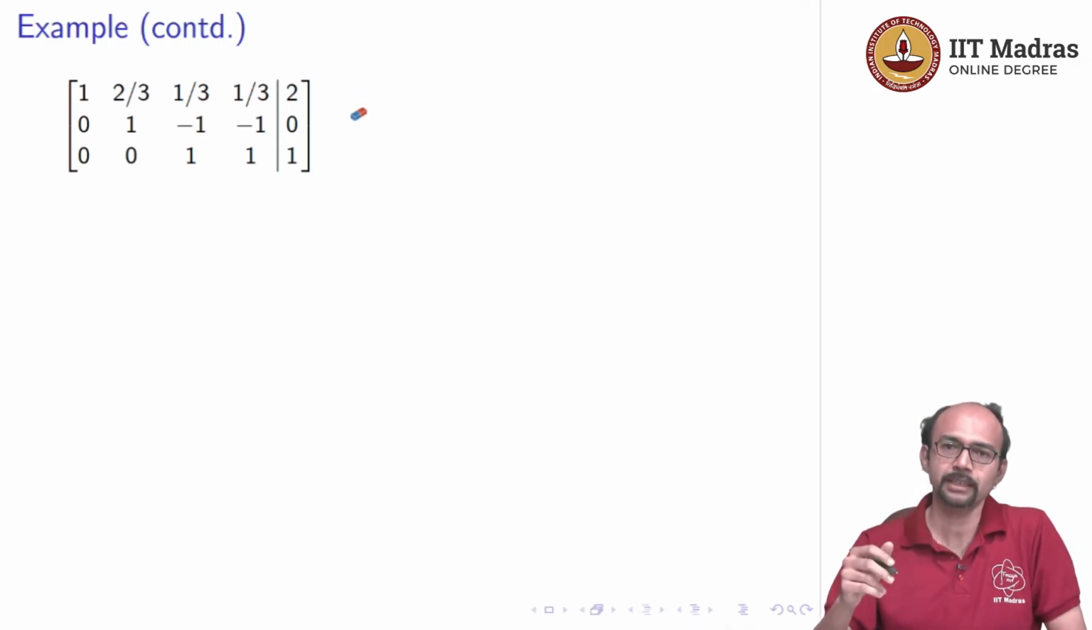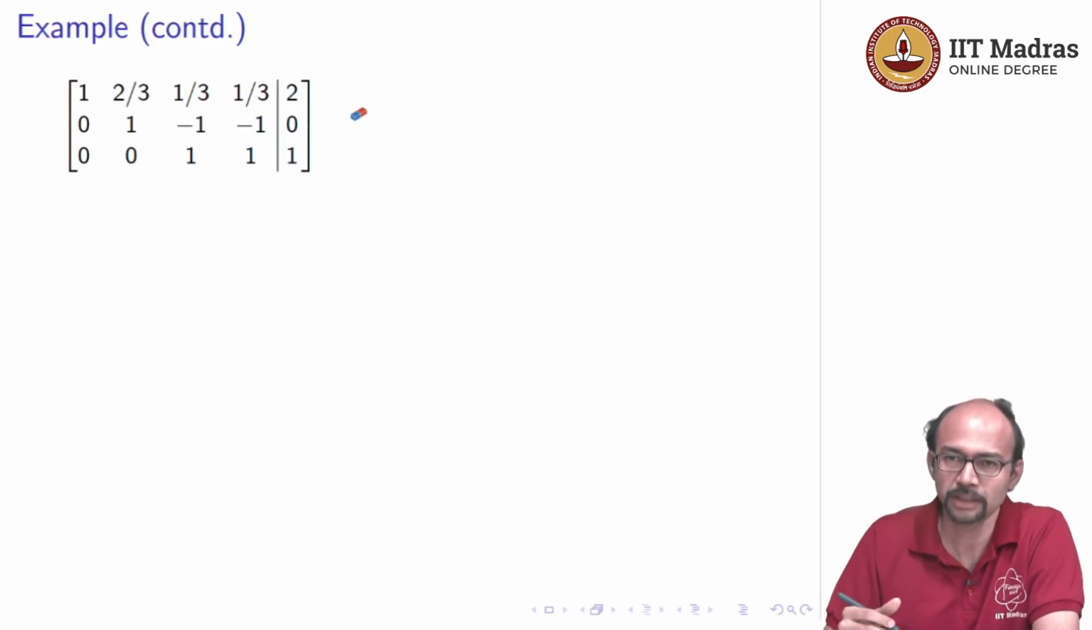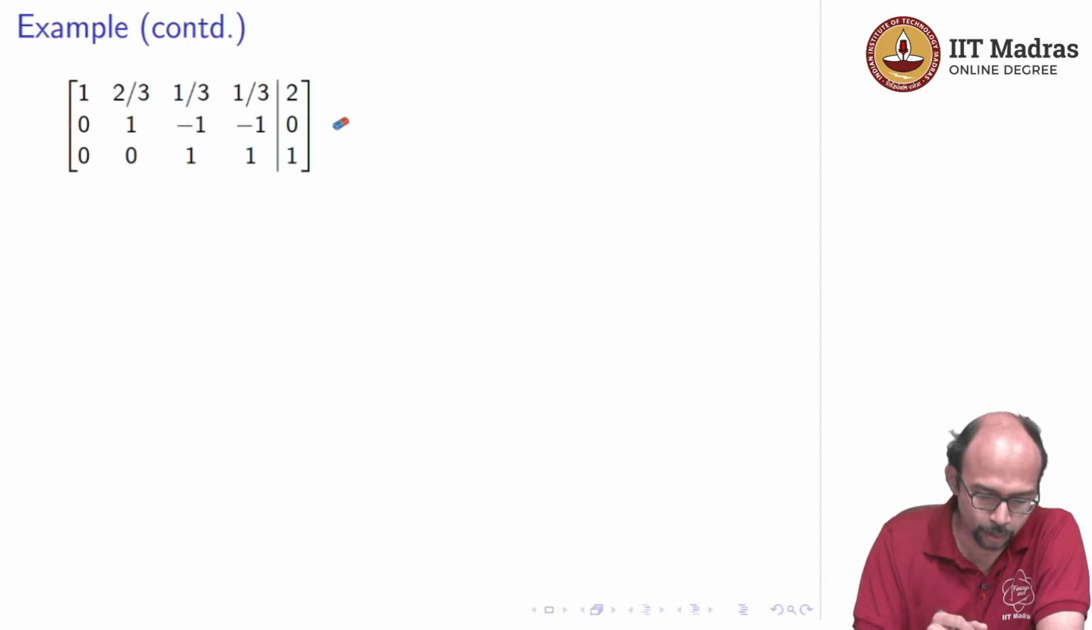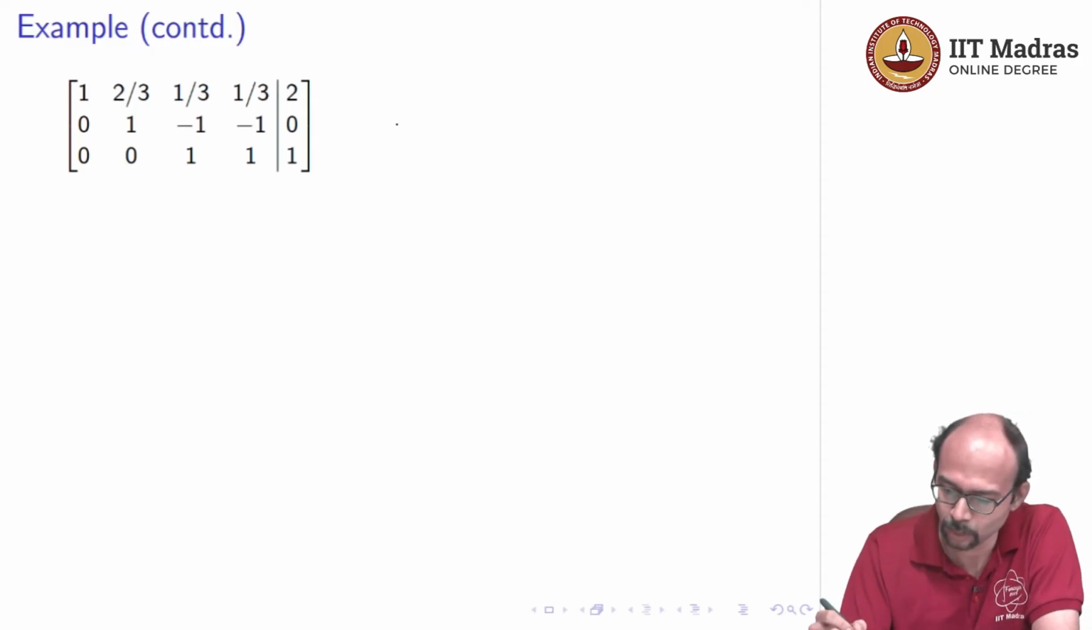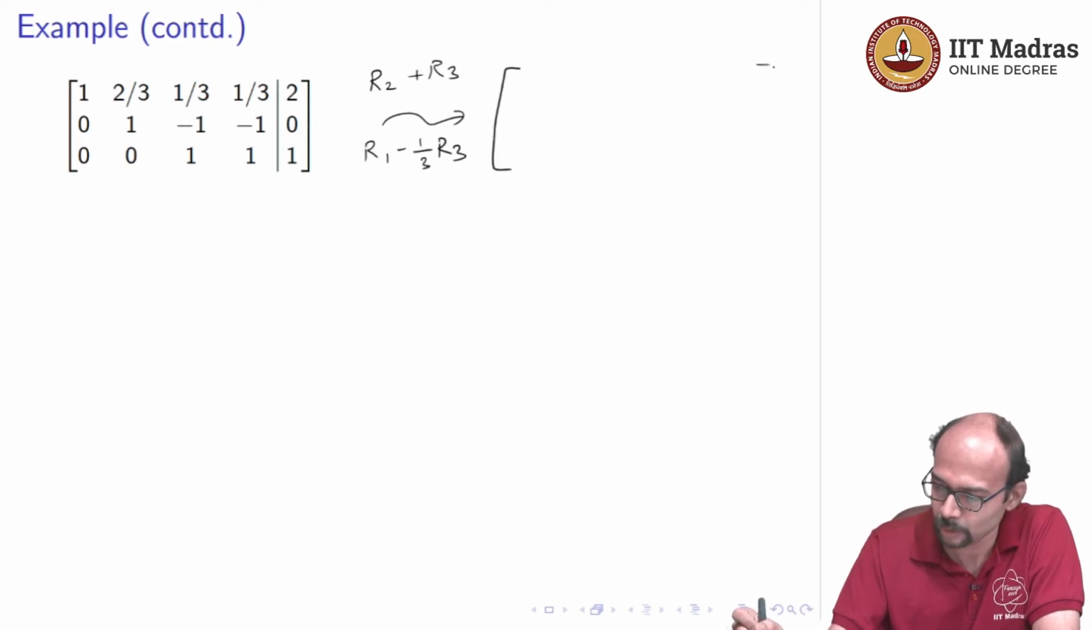So this is already, the matrix on the left is already in row echelon form. So now I'm going to reduce it to the reduced row echelon form. So in order to do that, what do I do? So I do R2 plus R3 and R1 minus 1/3 R3. Okay, so what do I get?